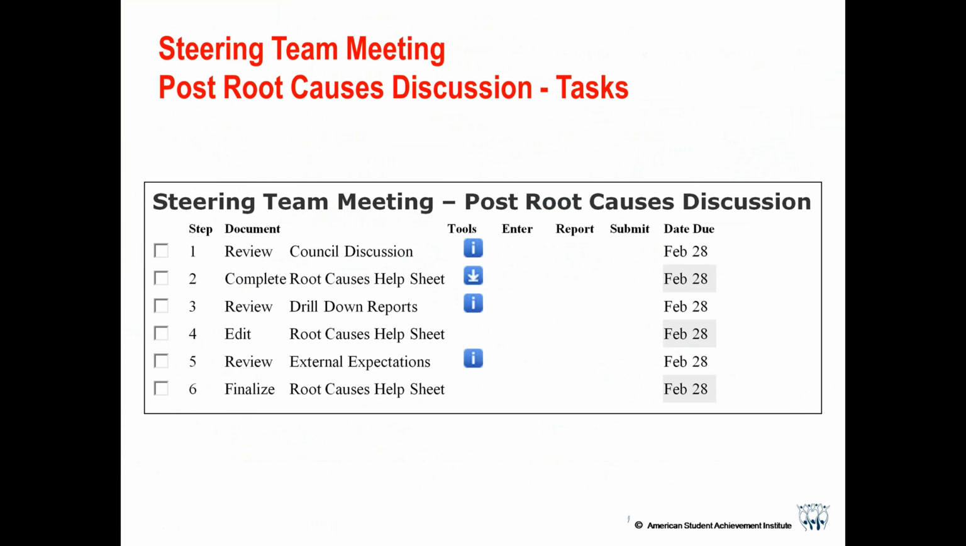Then in step 5, we'll look at the external expectations. And again, we're saying, okay, as we consider these external expectations that we have to meet to be compliant with state rules and regulations or federal rules and regulations, are we meeting all of them with our root causes? And if not, then in step 6, you would adjust or edit your root causes again to make sure that they're meeting all the state and federal expectations, and then finalize that root cause help sheet.